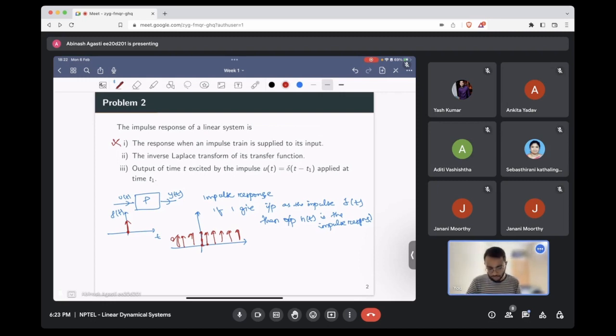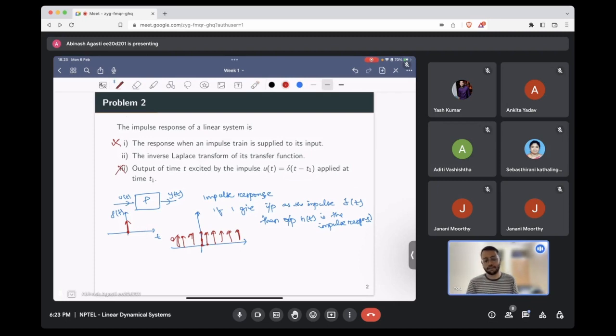Then again, by definition, we just consider the output of time t excited by this impulse. For impulse response, we just consider the standard del of t function, and there is no time shift in the impulse. So del of t minus t1 would just be an impulse at time t1, but we don't consider that. So this is also wrong.